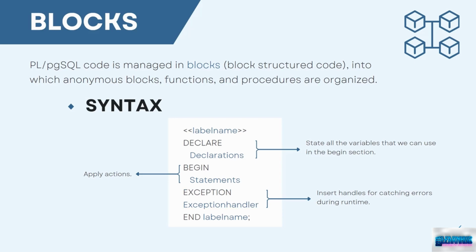The start and end part of the block also has an optional label name. You use the block label name in case you want to specify it in the exit statement of the block body, or if you want to qualify the names of variables declared in the block. After all of those sections, a block is then ended with a semicolon after the end keyword.